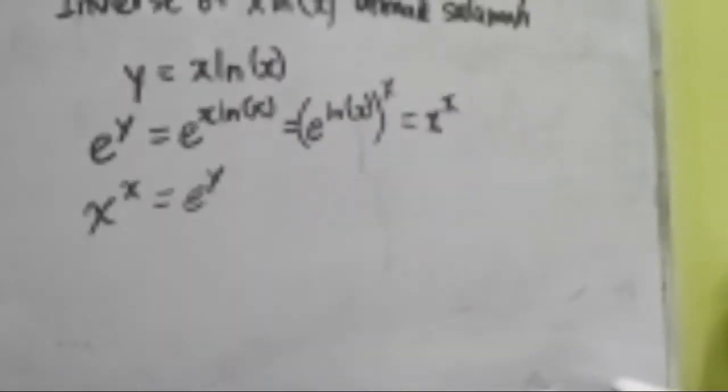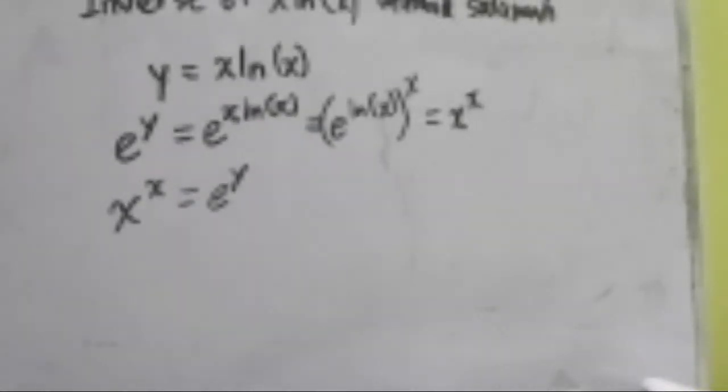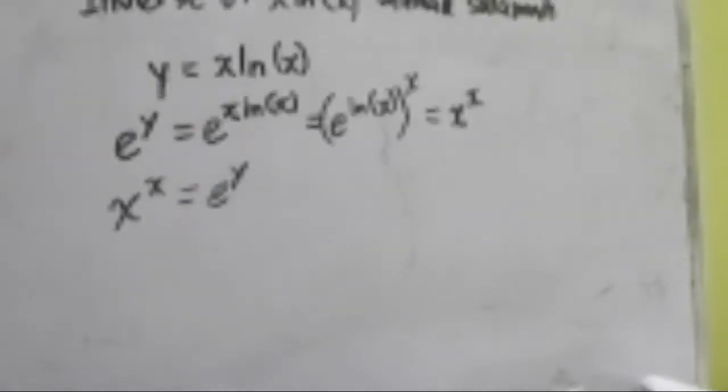So therefore the only thing we can do, well, I mean, there isn't anything that we can do to find the inverse of x ln x. Well, there still is a way to find it using the Lambert function, but it's not easy. Oh, sorry, it's the Lambert W function.